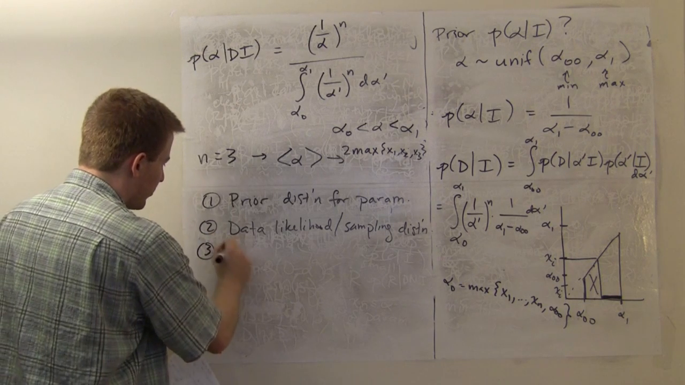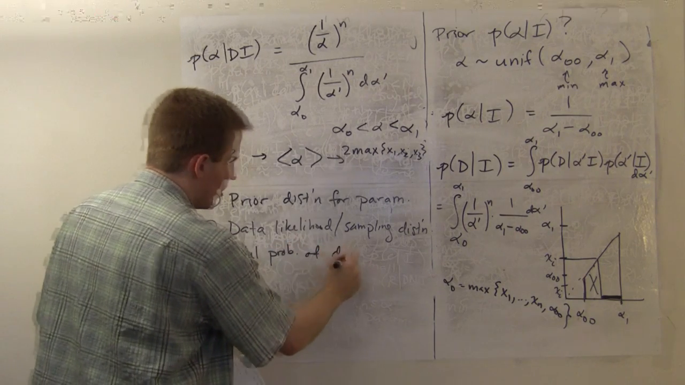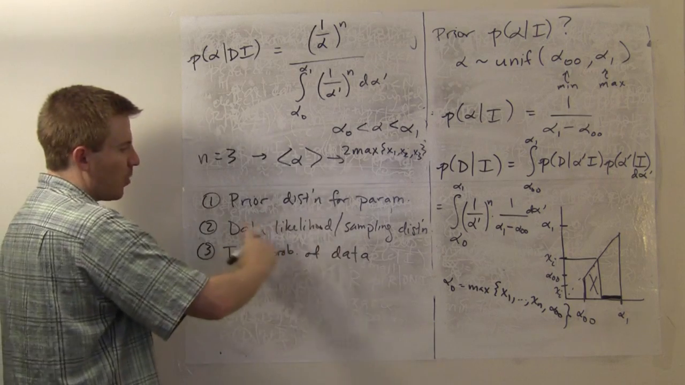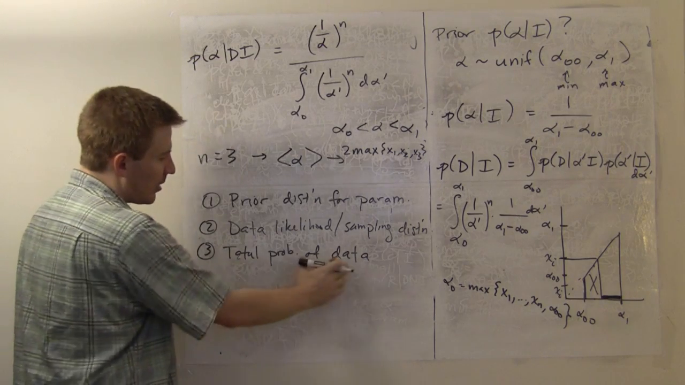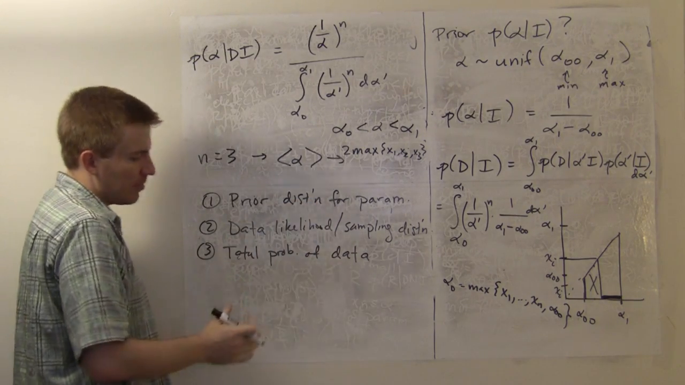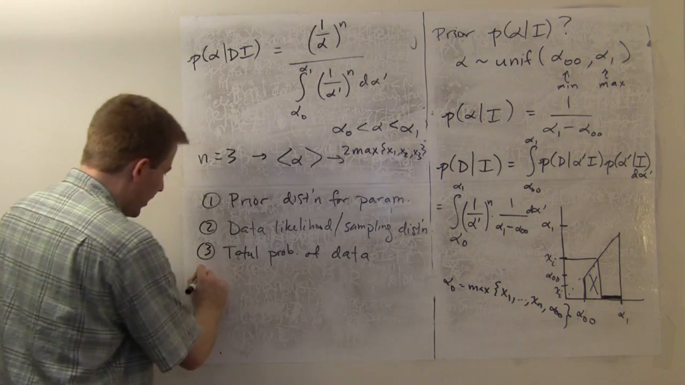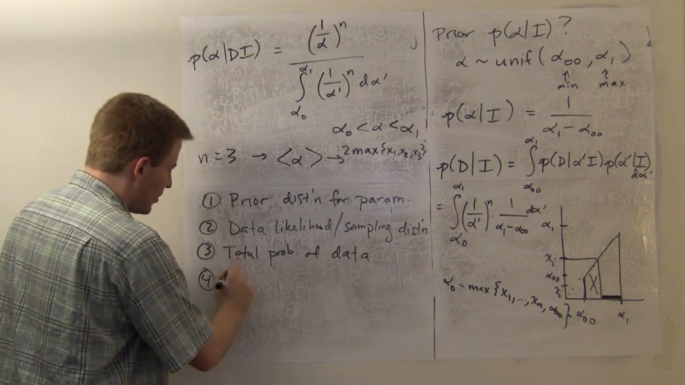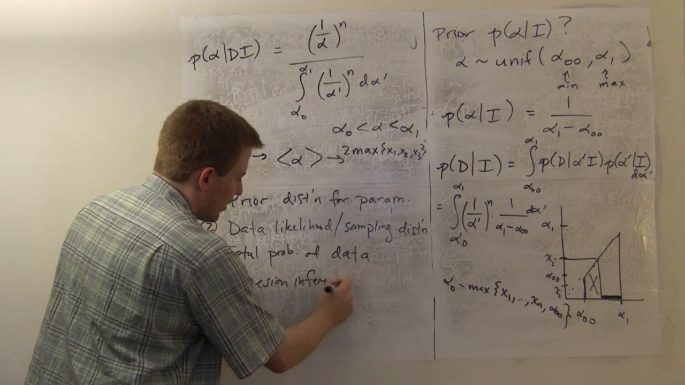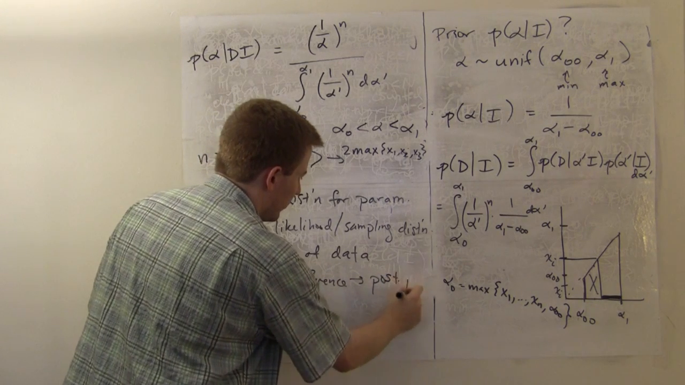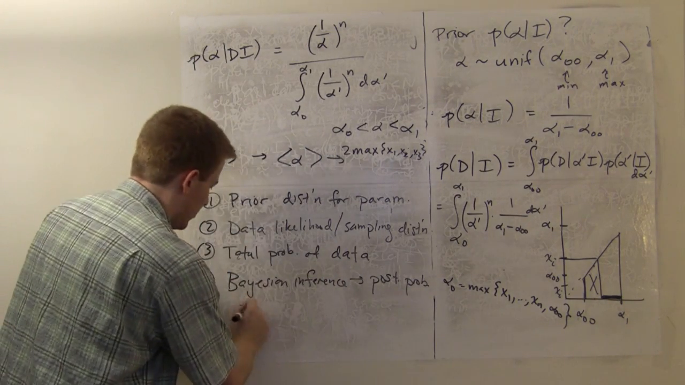We'll have to figure out our total probability of the data, which basically means taking each one of these sampling distributions that we get for particular parameter values and integrating them up over the prior distributions, so either summing or integrating over all the possible parameter values. And then finally, we put those things together and we do our Bayesian inference. Bayesian inference will give us a posterior probability assignment, from which we can pick a single estimator.